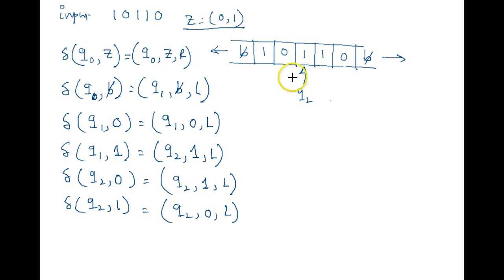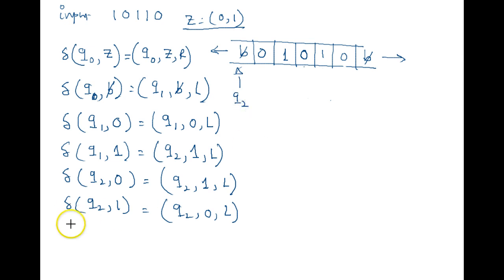Now in this way, what will happen? We will change this to 0, we will change this to 1, and we will change this to 0. So Q1 after changing this, Q2 after changing this, 0 will come here.